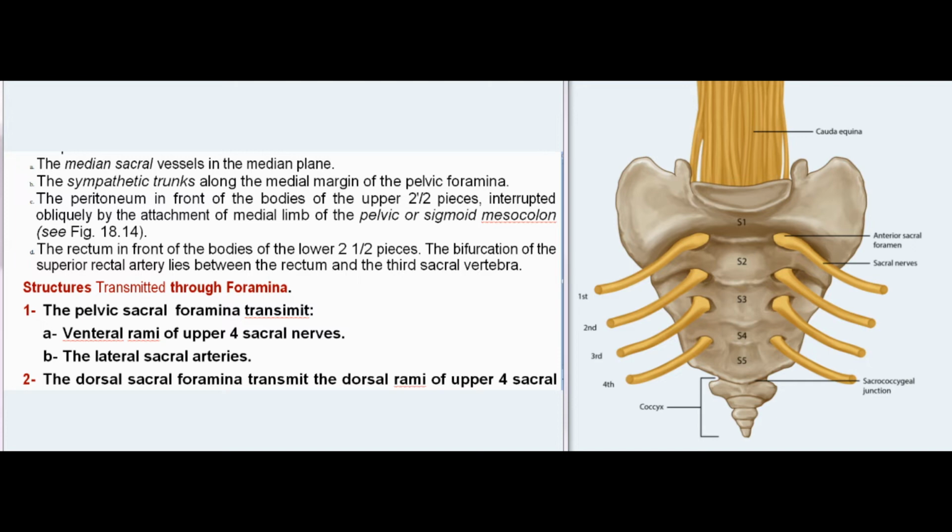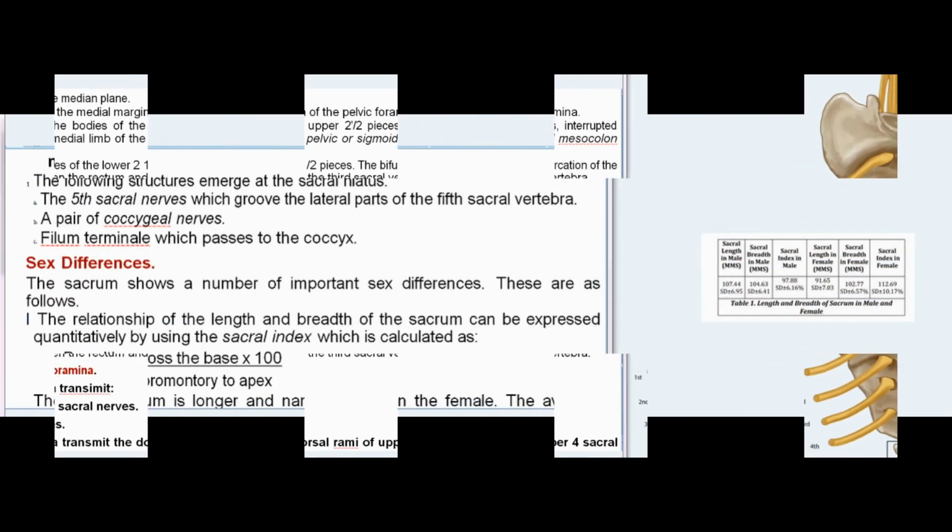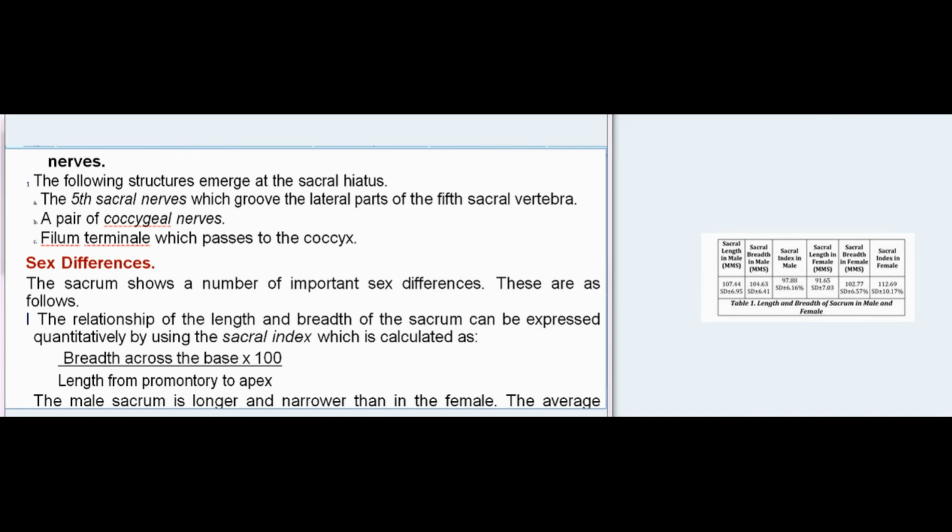Structures transmitted through foramina. 1. The pelvic sacral foramina transmit the ventral rami of upper 4 sacral nerves and the lateral sacral arteries. 2. The dorsal sacral foramina transmit the dorsal rami of upper 4 sacral nerves. The following structures emerge at the sacral hiatus: the fifth sacral nerves, which groove the lateral parts of the fifth sacral vertebra; a pair of coccygeal nerves; and the filum terminale, which passes to the coccyx.